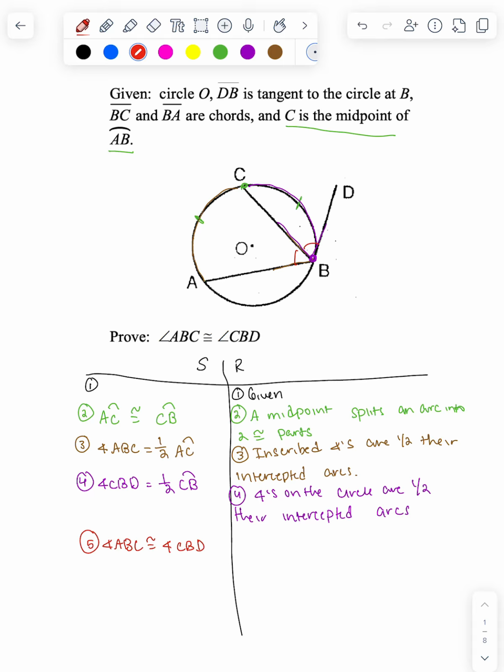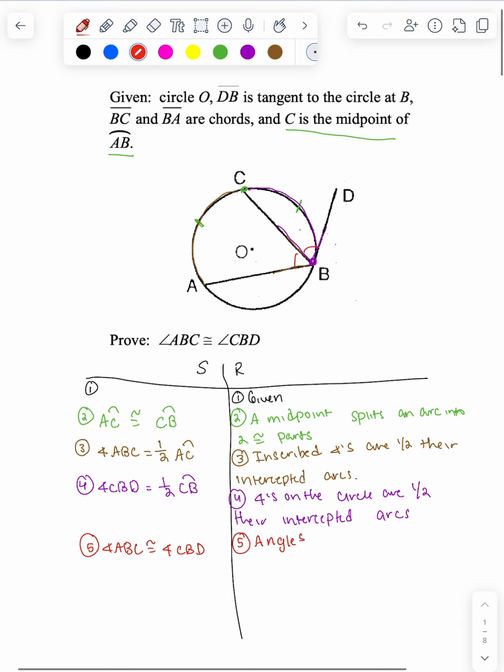Technically, since we already stated that AC and CB are congruent arcs, we can just write substitution. But I'm going to write it out in words so it's a little bit easier to see. Angles that are both half of congruent arcs are congruent. But once again, I could have just written substitution because I already indicated that the two arcs were congruent. And so then if they're both half of congruent arcs, then by substitution, the angles are congruent. But I wrote it out in words so that way we could see why.